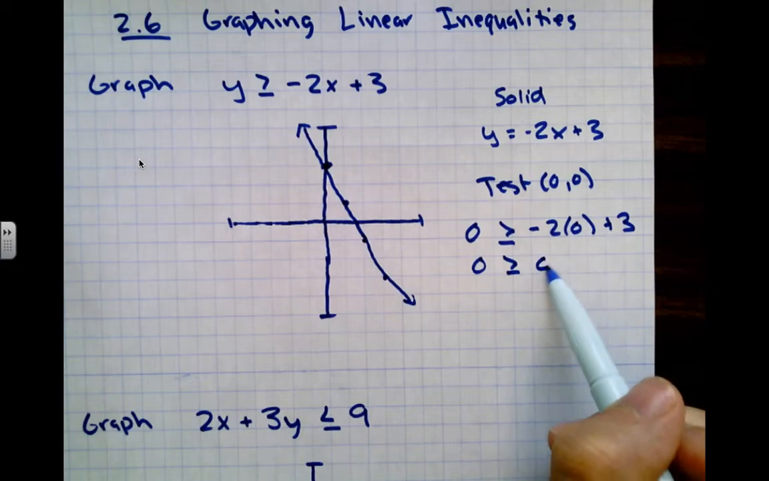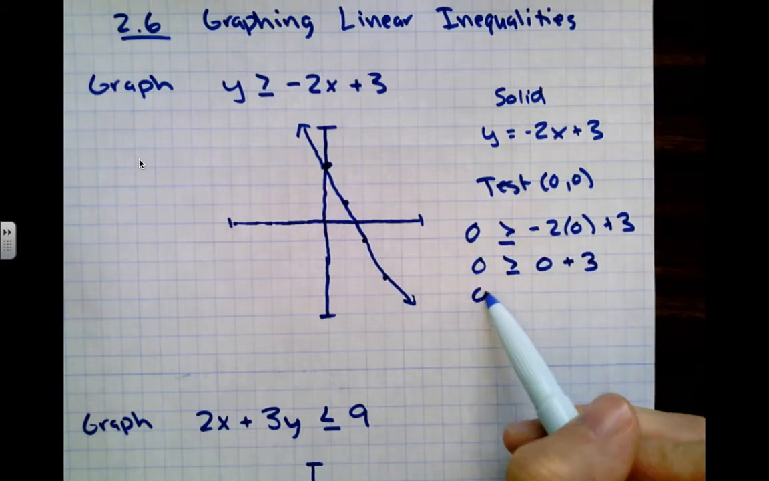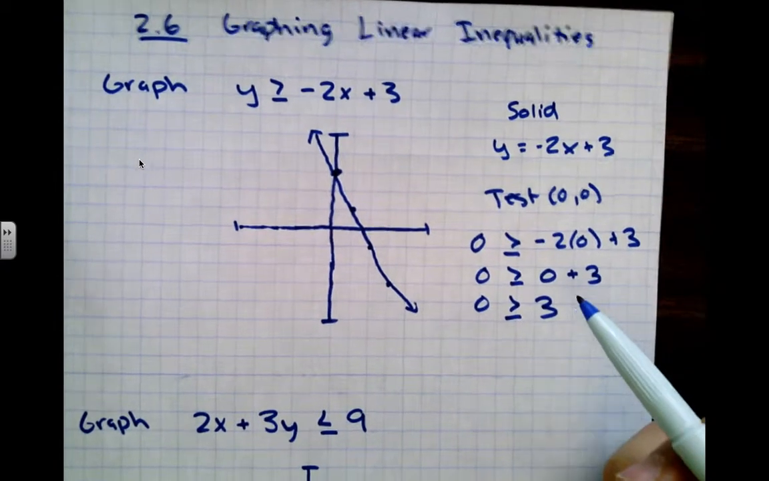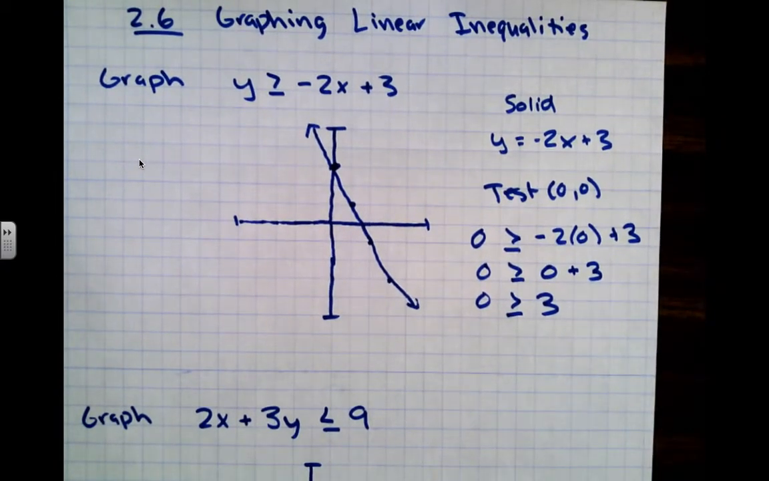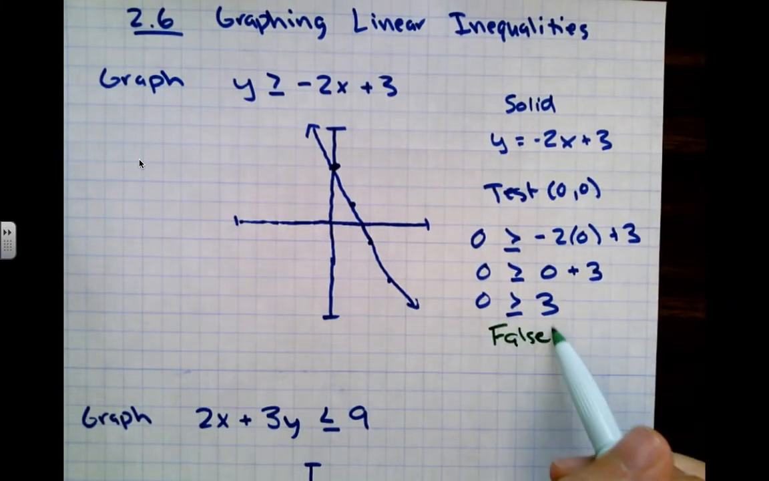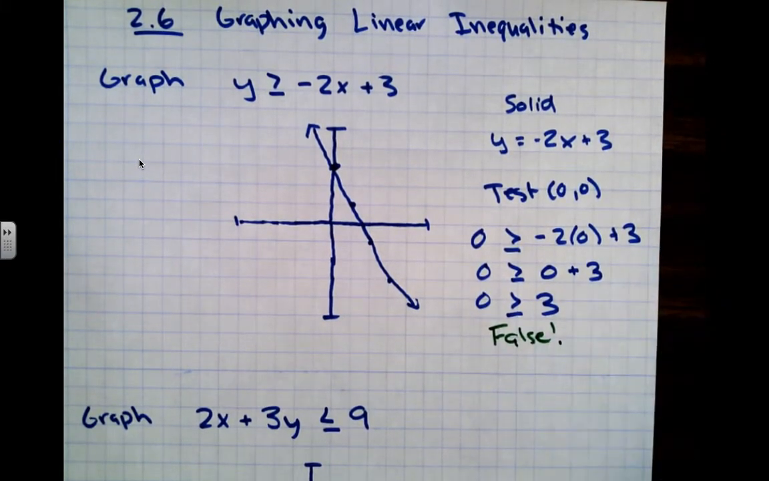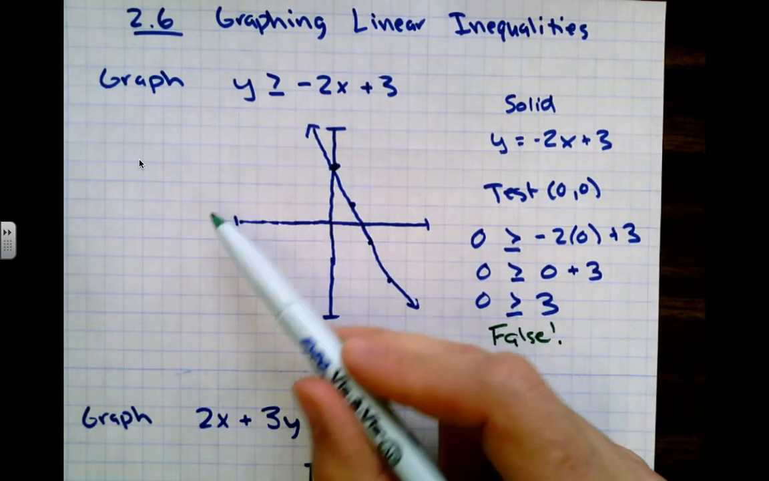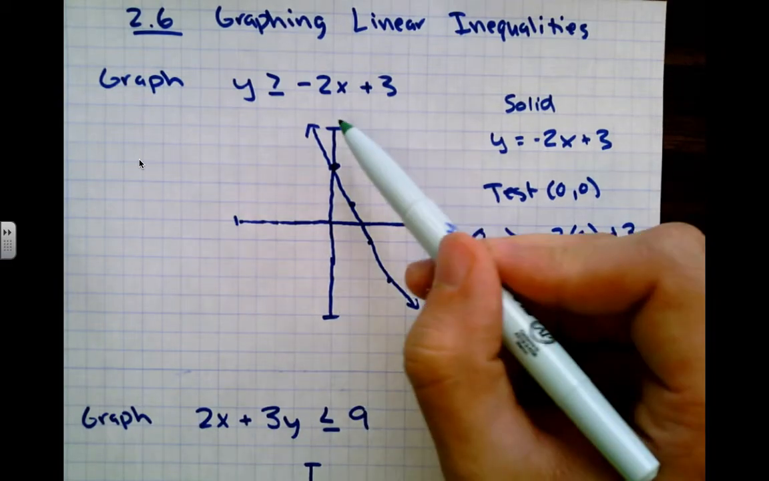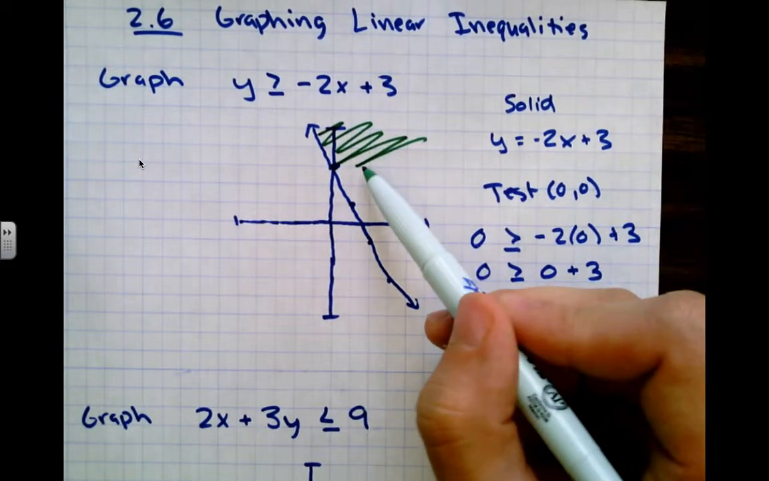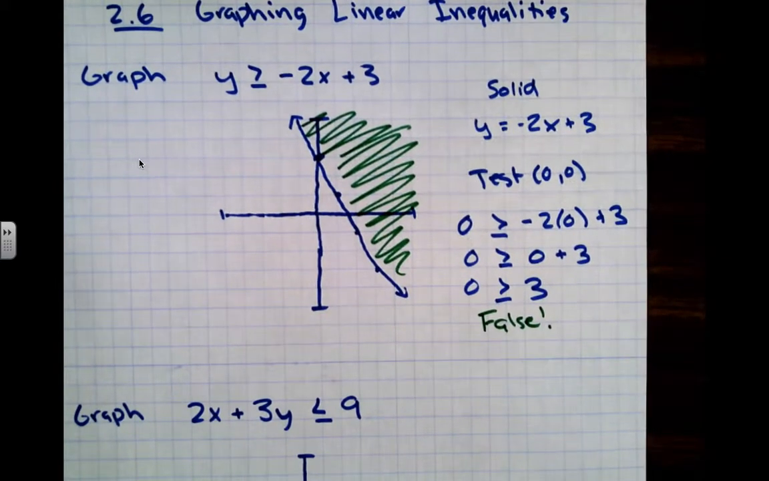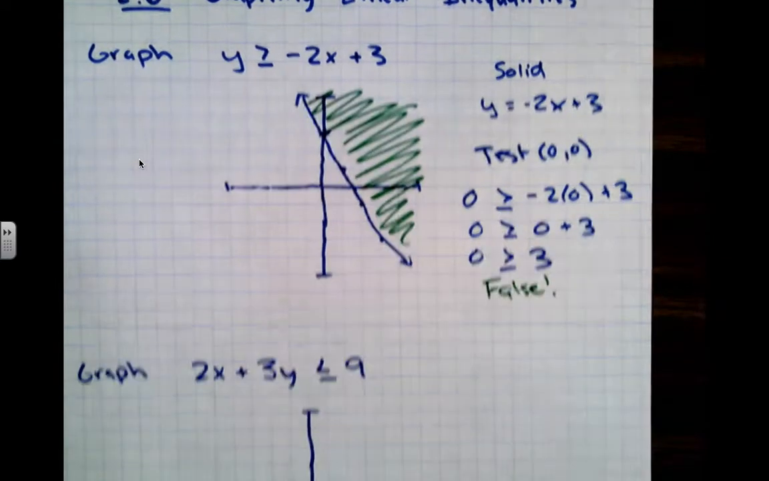Negative 2 times 0 is 0. And we get this statement: 0 is greater than or equal to 3. That statement is not true. 0 is not greater than or equal to 3. So what that means is (0, 0) is not a solution. So all of the rest of the points on this side are not going to be solutions to this inequality either. What will be is everything on the opposite side. So we would shade everything across from (0, 0).